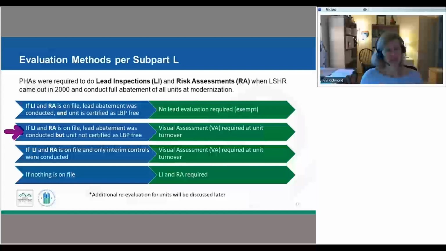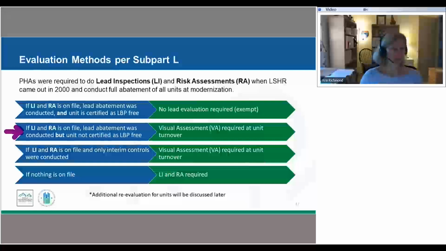And then the unit has passed clearance now, so that new family can move in, but before the new family moves in, I need to provide a disclosure notice. So I'm giving a disclosure notice to that family before they move in, and they're going to sign the disclosure notice. I'm disclosing the records that we have. I'm disclosing that we just did some additional work, that it passed clearance, so they have all that information. And then they move in.